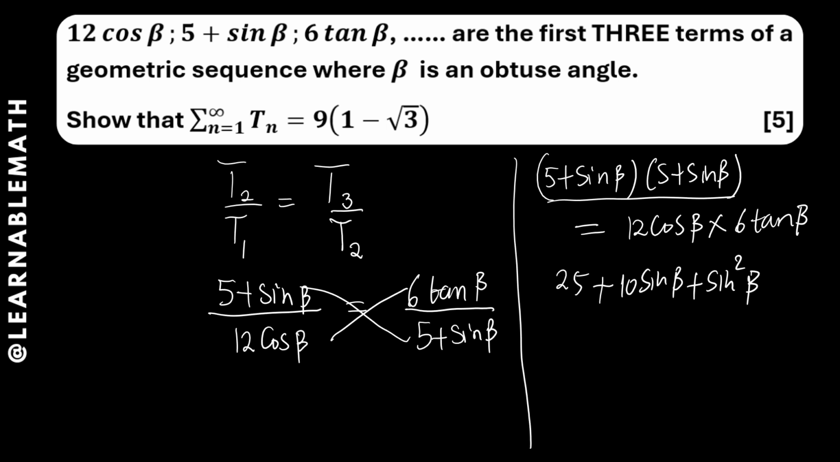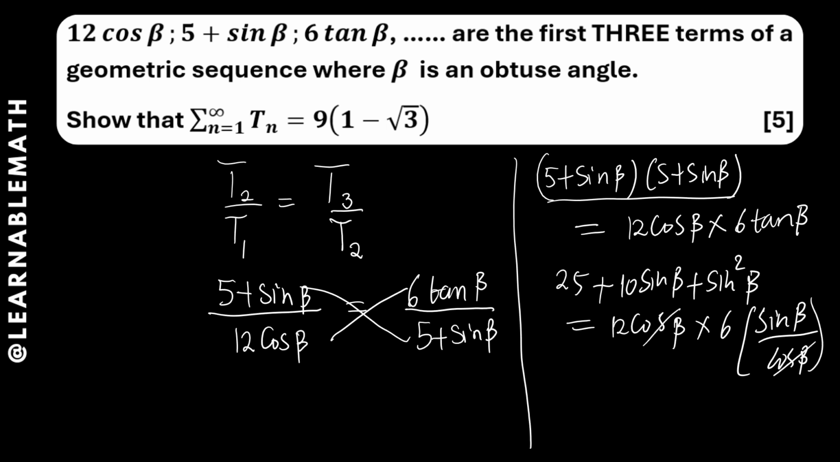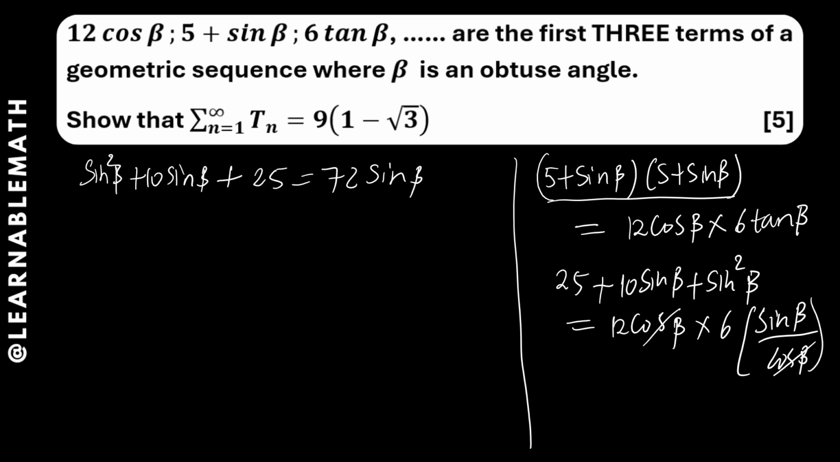This is equated to 12 cos beta multiplied by 6 tan beta, which can be written as sine beta over cos beta. That is your tan beta there. We can write it like that. So cos beta and cos beta will cancel. Then I have 12 times 6, which will give me 72 sine beta. So now I have my equation in this form.